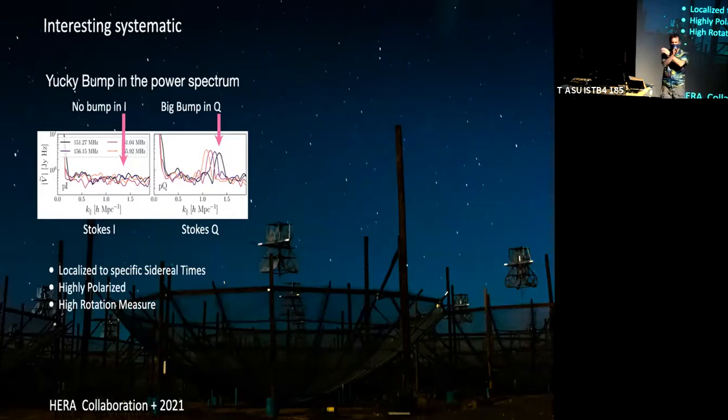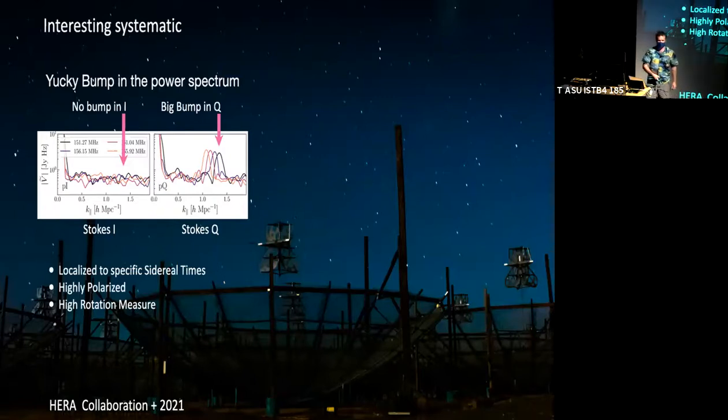The Stokes parameter is just a linear combination of different polarizations. So I is the total power, it's like the average. Q is sort of related to one of the polarizations. So we look at the power spectrum, and we see it's nice and flat like noise. Noise is flat, that's good. We see a big bump in the Q. It's polarized, it's a thing.